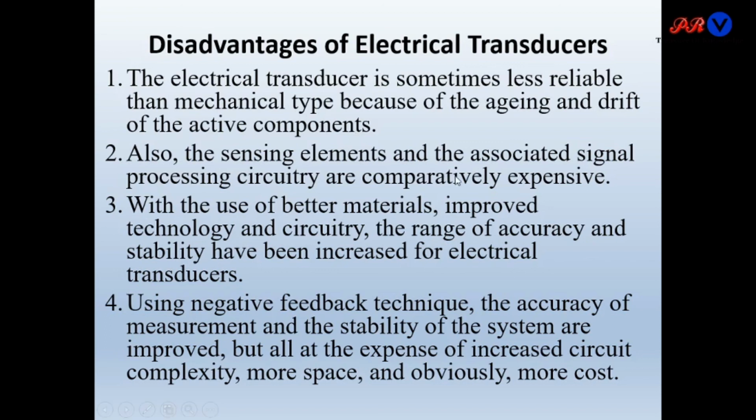Second, the sensing element and the associated signal processing circuitry are comparatively expensive. The cost is high. And third, with the use of better materials, improved technology and circuitry, the range of accuracy and stability have been increased for electrical transducers, but they require better and expensive materials. Using negative feedback techniques, the accuracy of measurement and the stability of the systems are improved, but all at the expense of increased circuit complexity, more space, and obviously more cost. So these are the disadvantages of electrical transducers.